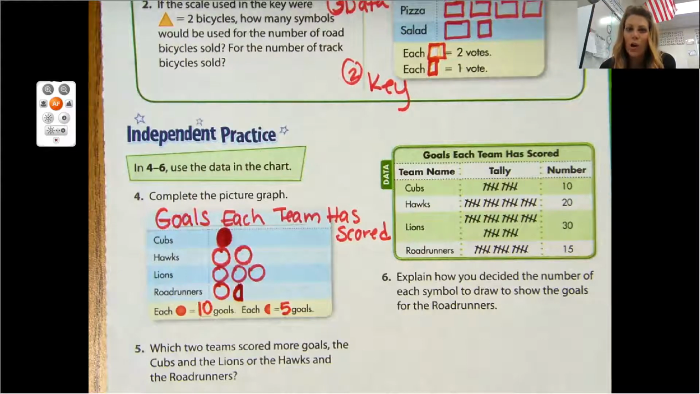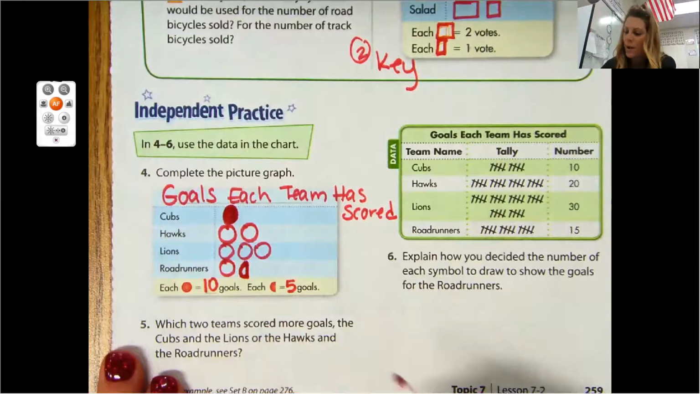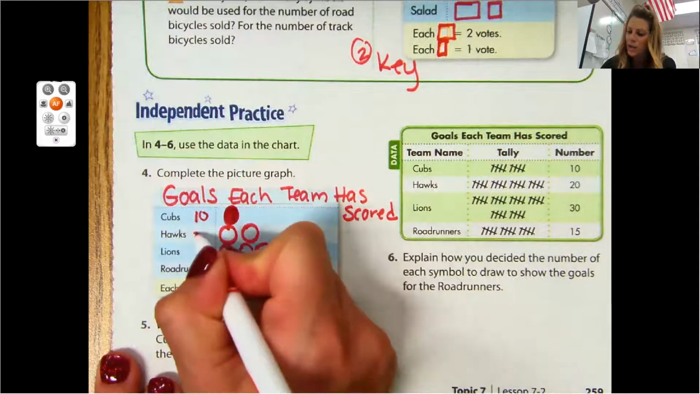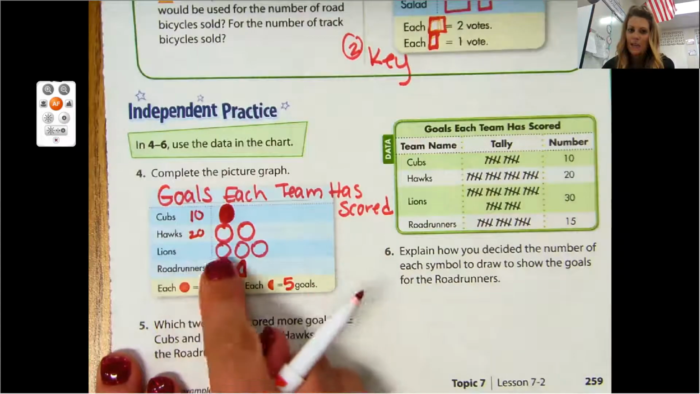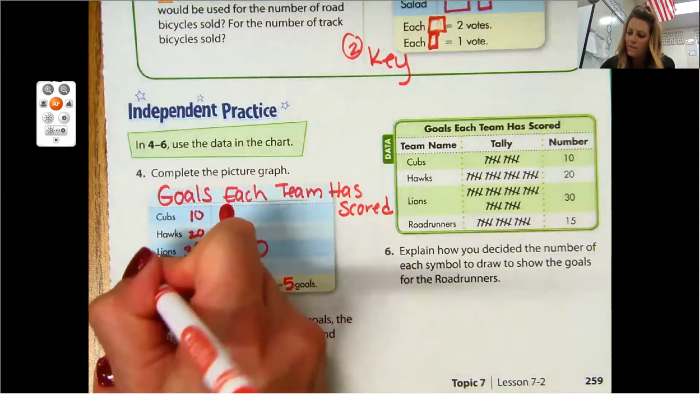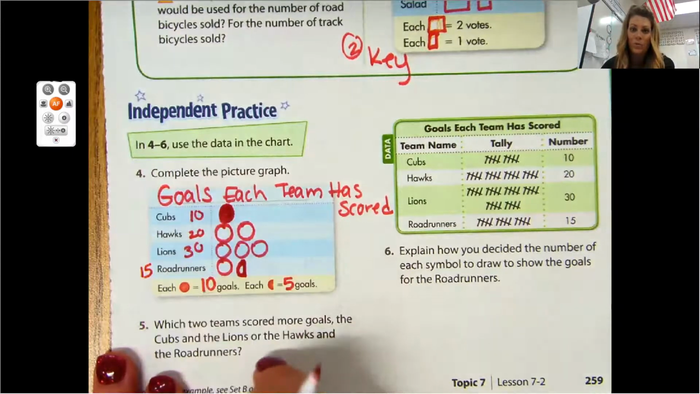Now, after you've drawn it, it's also important to be able to read it and understand it and interpret the data. So which two teams scored more goals? The Cubs and the Lions, or the Hawks and the Roadrunners? All right, well, we know the Cubs had what? 10. The Hawks had 10, 20. The Lions had 10, 20, 30. And the Roadrunners we know had 15. Remember how I talked about that yesterday? Writing it down is going to help you when you have those word problems.